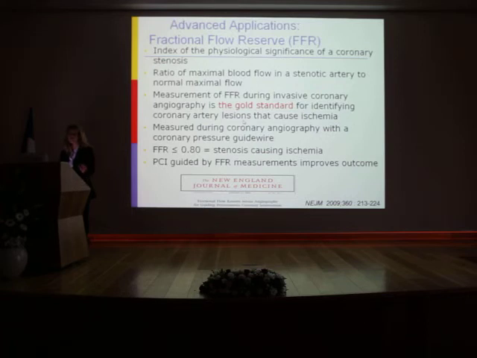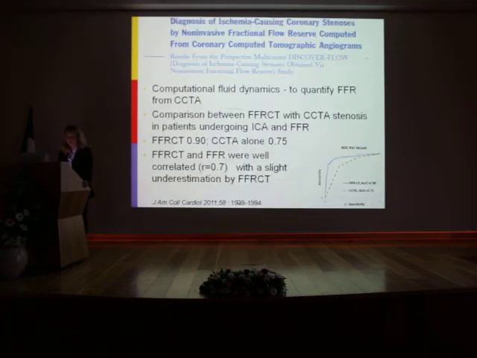So if there is some borderline lesion or even a 70% lesion, if there is FFR of less than 0.8, it means that this lesion causes ischemia, while if it's above it, it's not useful to do PCI to this lesion. PCI guided by FFR measurements improves the outcome in multiple studies like this one and some more. Could we do it by CT?